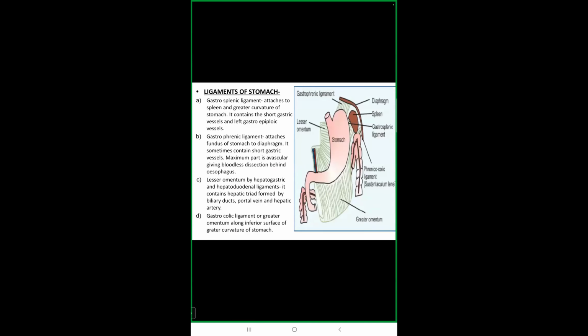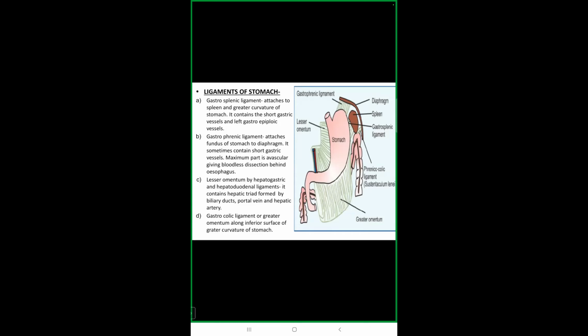And finally, the ligaments of the stomach. The gastrosplenic ligament attaches the spleen to the greater curvature of the stomach. It contains the short gastric vessels and left gastroepiploic vessels. The gastrophrenic ligament attaches the fundus of the stomach to the diaphragm. It sometimes contains short gastric vessels. The maximum part is avascular, giving bloodless dissection behind the esophagus.